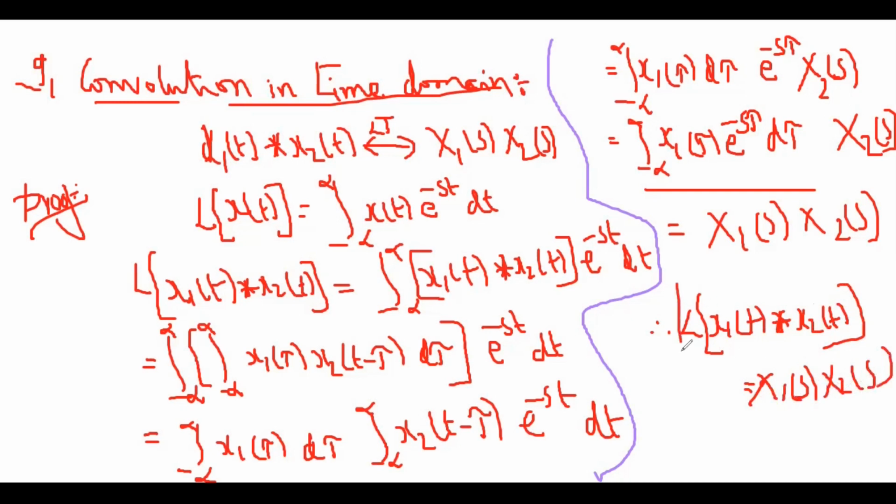What does it matter? Convolution in the time domain is product in the frequency domain. Convolution in the frequency domain is product in the time domain. That is nothing but the modulation theorem. This is the convolution theorem. In the frequency domain it is a convolution, and in the time domain it is a product. Got it? This is the ninth one.